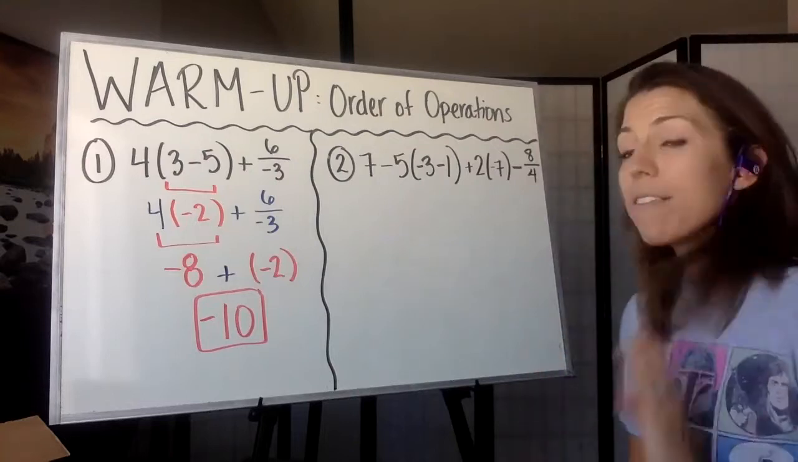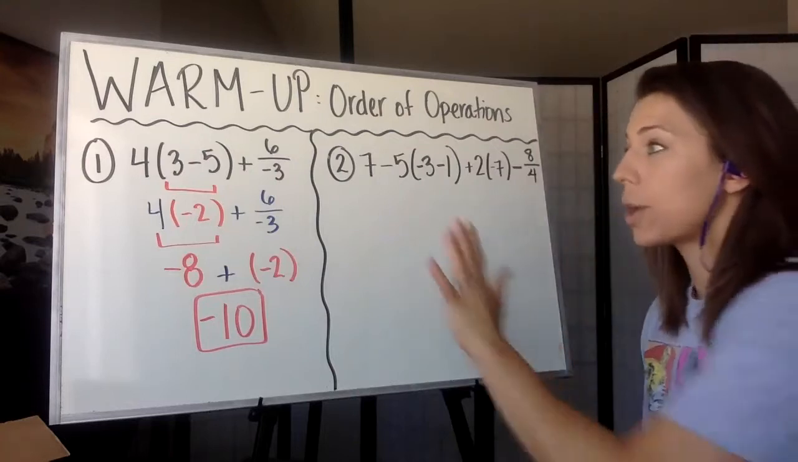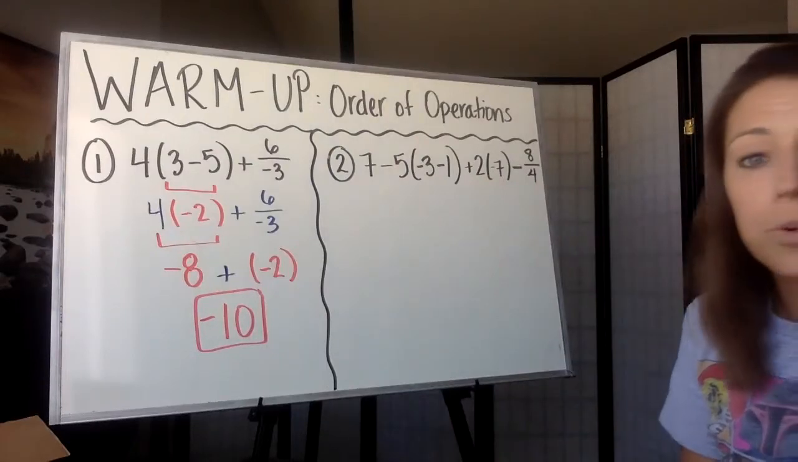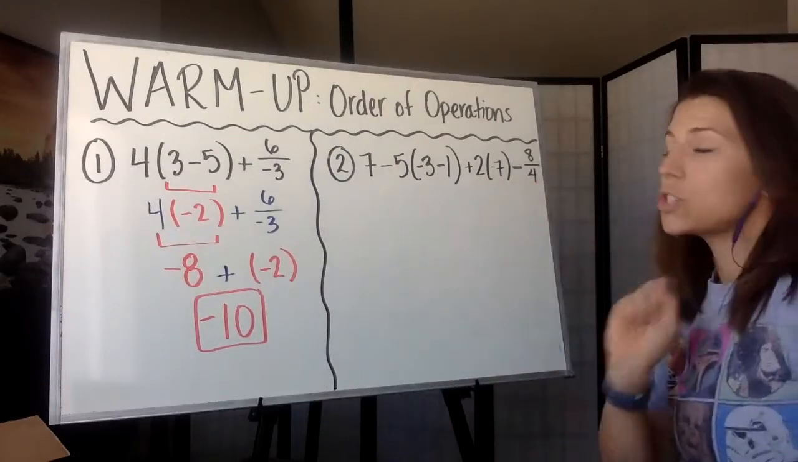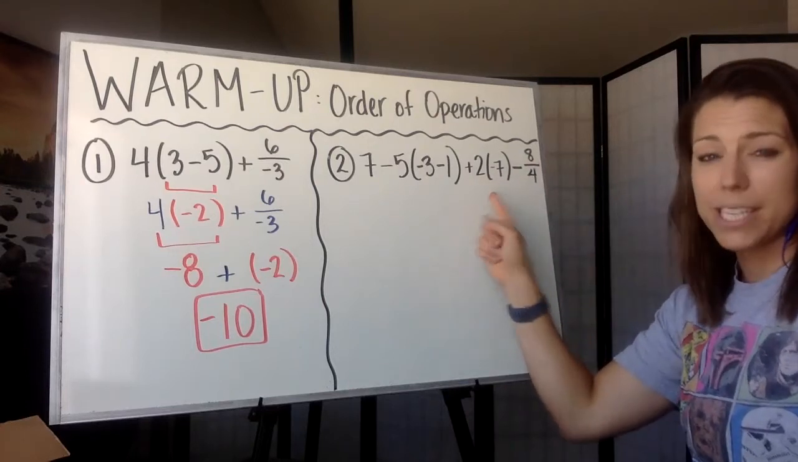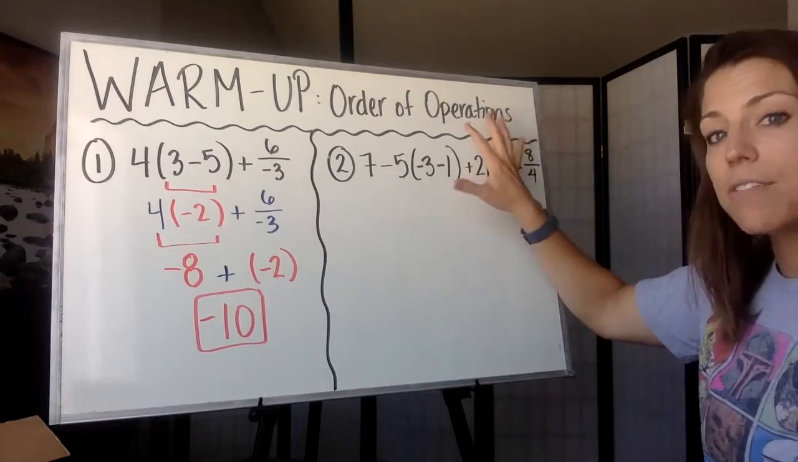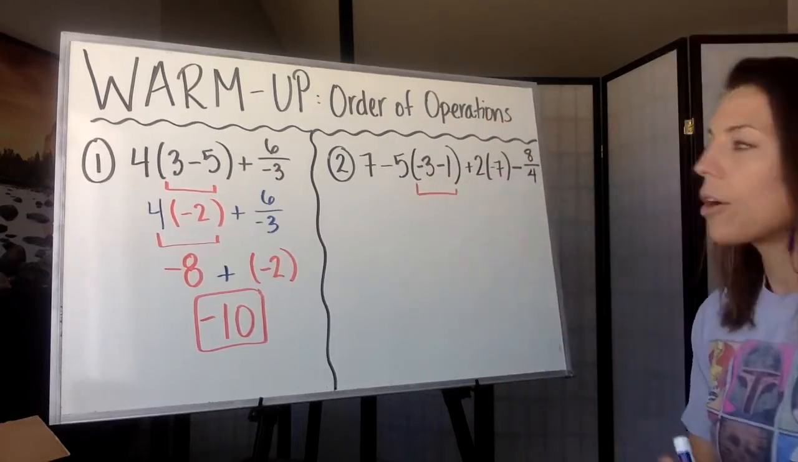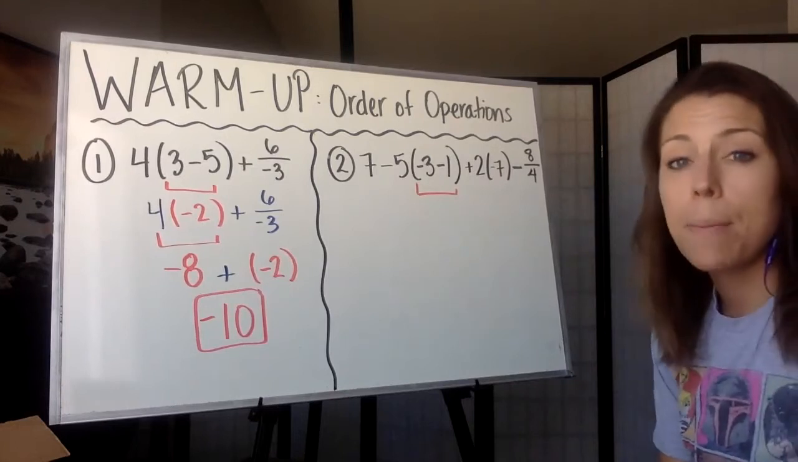All right, after you have unpaused, let's go ahead and make sure that we're not making the same mistakes on number 2. So first thing I'm looking for are groups. Some students think that this parentheses represents a group. That actually represents a product. So we're going to leave that one for now. And really, the only parentheses I see are right there. That's negative 3 minus 1.